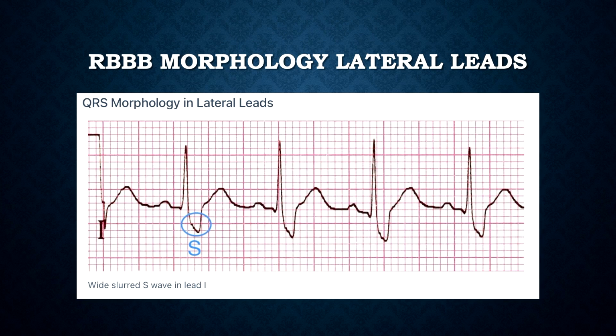When we go to our lateral leads, again, this demonstrates that slurred S wave. You can see it's circled right there. That is pathognomonic for V6 and lead 1. You're going to see that, and that is what also differentiates that right bundle from your other bundle branch blocks.